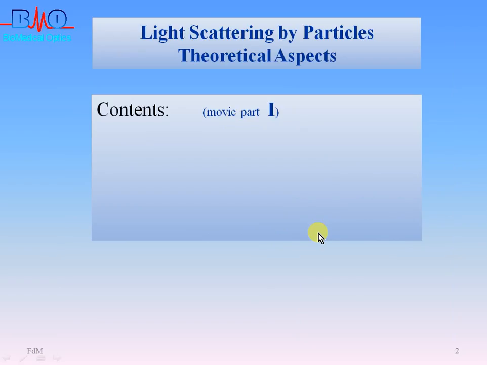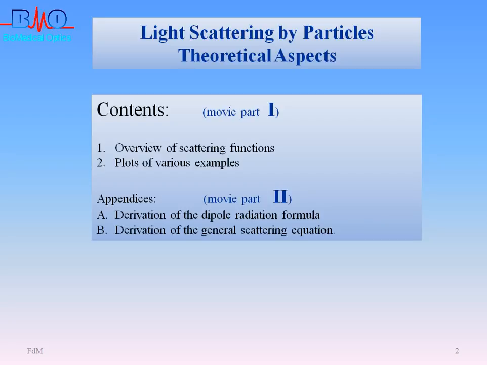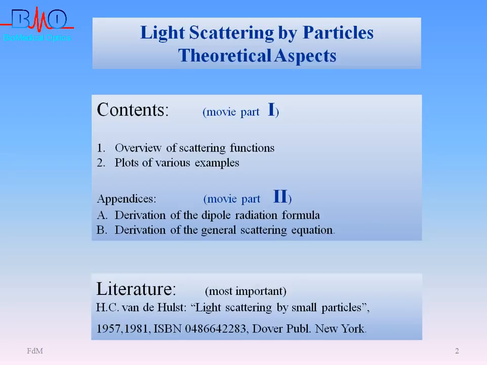The contents of the talk are: in movie part 1, an overview of scattering functions, plots of various examples, and in movie part 2, appendices, derivation of the dipole radiation formula and derivation of the general scattering equation. Literature can be found in the book of Van der Hulst, Light Scattering by Small Particles. It's a rather old book, but it is very appropriate for this subject.